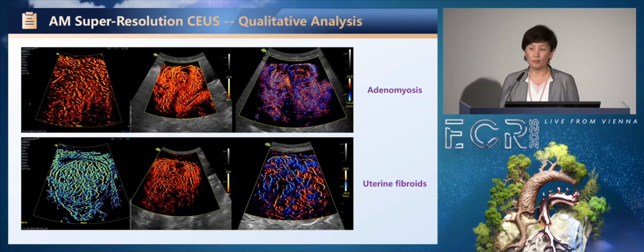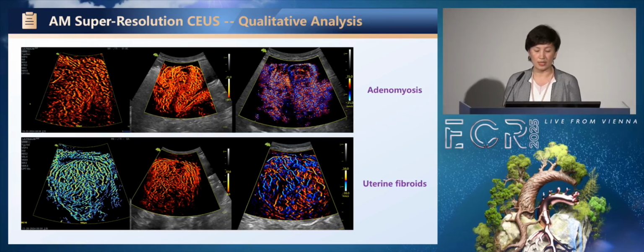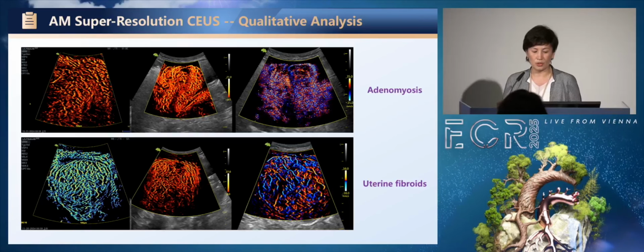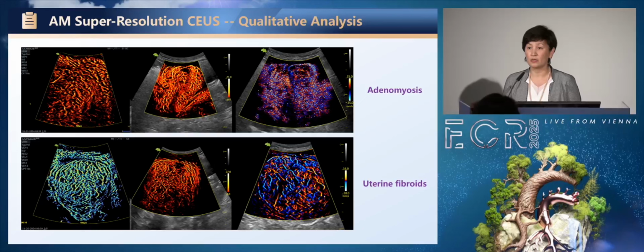From the picture, we can see the upper line, the three pictures, are adenomyosis, and the lower line is uterine fibroids. They are different. In adenomyosis, the border is indistinct and the vessels are very tiny. But for uterine fibroids, there are surrounding vessels, and the diameter is larger than in adenomyosis.